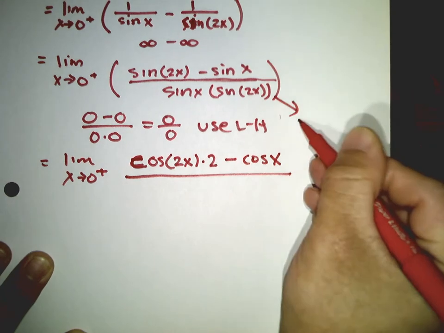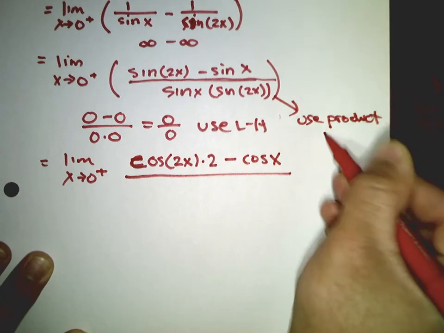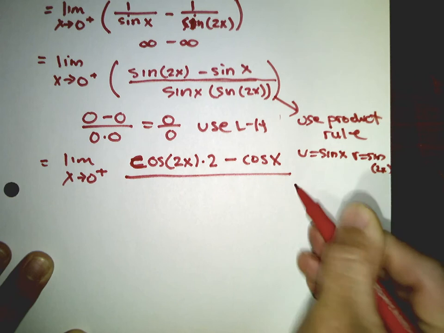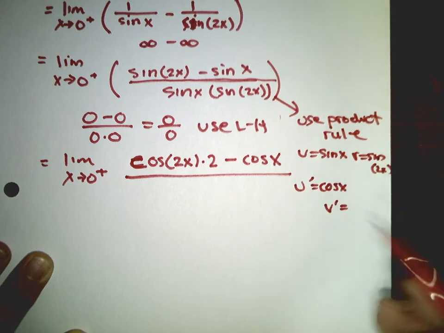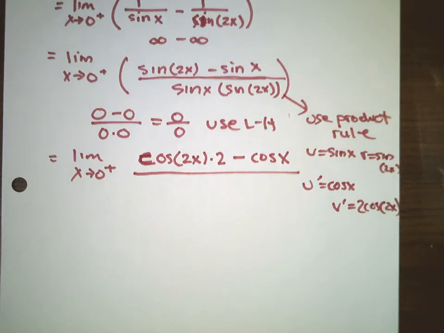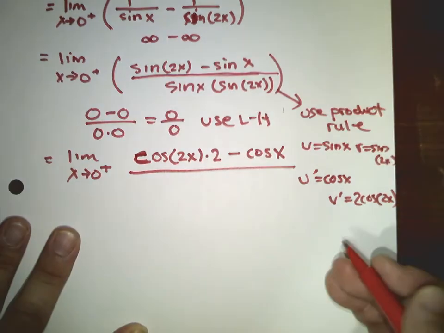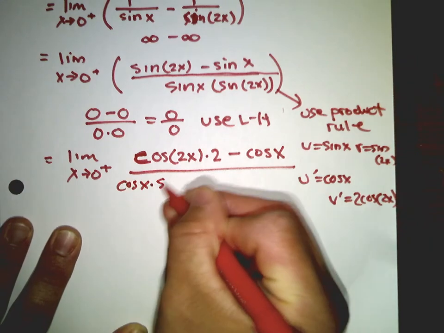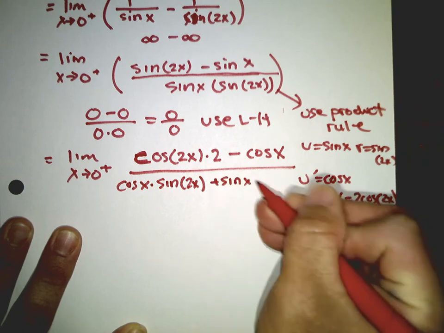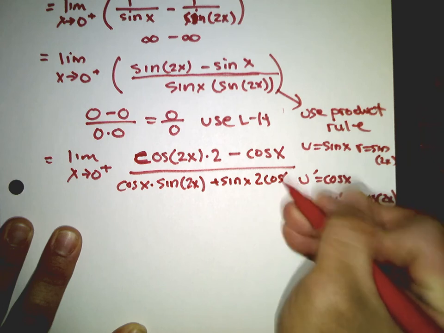now we need the product rule here. So use the product rule here. So the u will be sine of x and the v will be sine of 2x. So u prime is cosine of x and v prime is 2 cosine of 2x. Again, if you have any questions, please feel free to ask. But again, I'm just double checking at every step that I can actually use L'Hopital's rule. All right. So then I have the cosine of x times sine of 2x, then plus sine of x times 2 cosine of 2x.